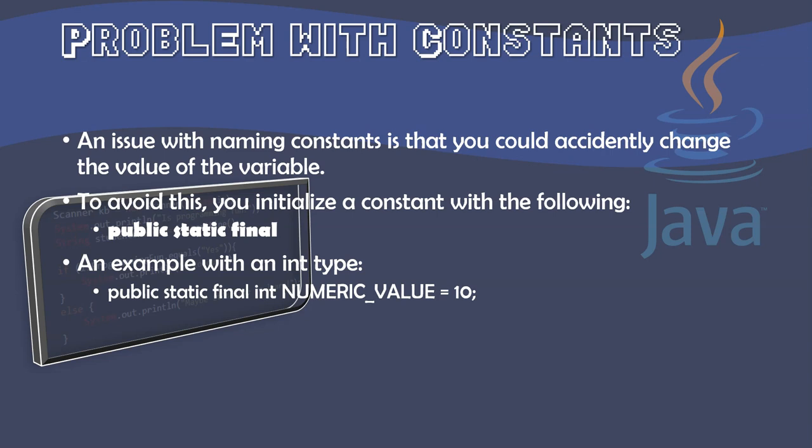Static means it's a static value. We can call that value by name. Final just means that this is the final value. This is the modifier more than anything that keeps this value from changing. And of course, int is just the type, numeric value is the name, and 10 is just our value.